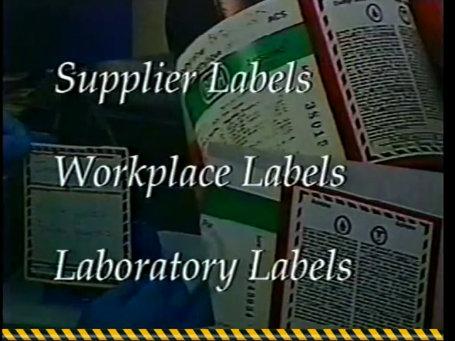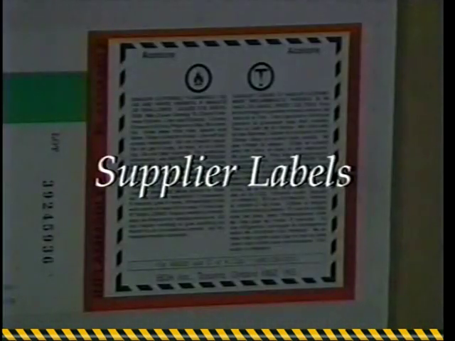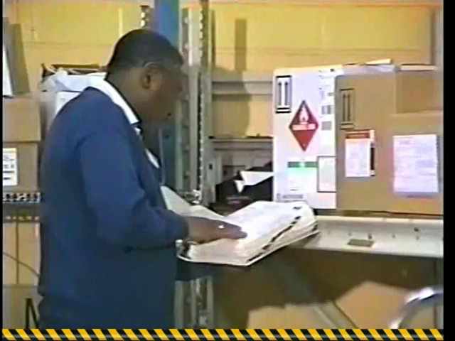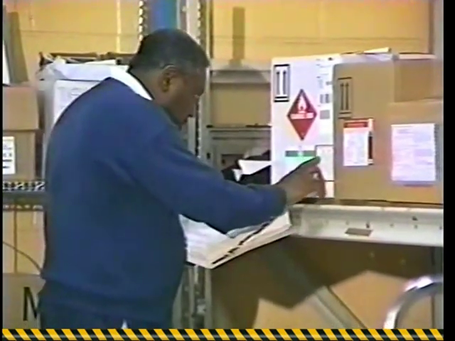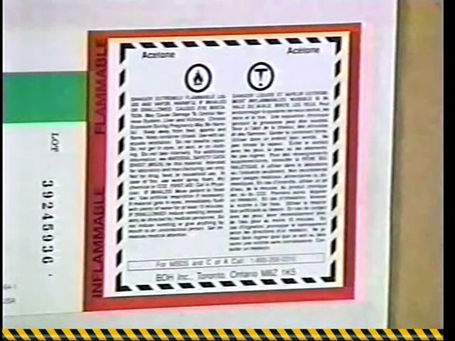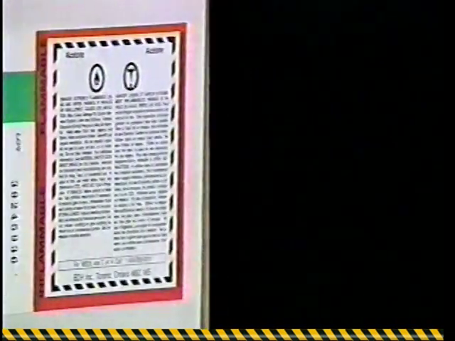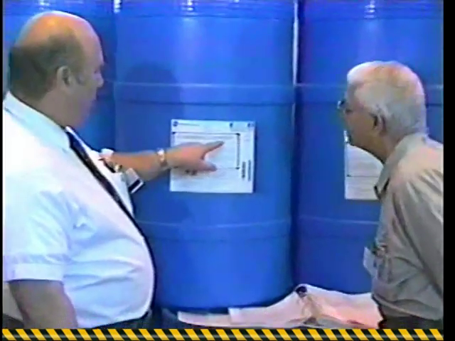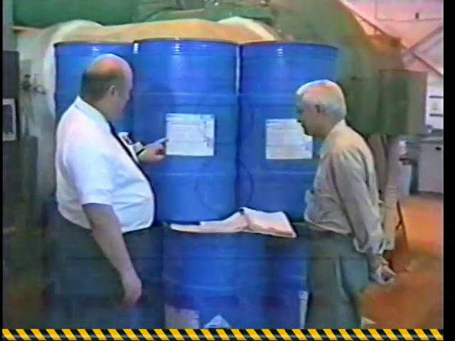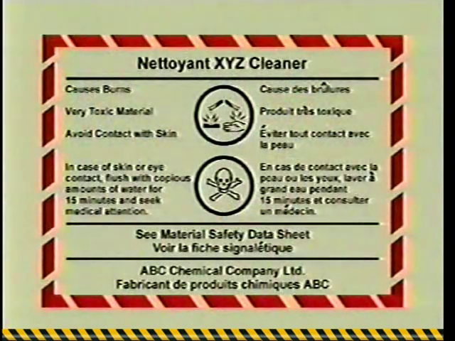There are 3 types of WHMIS labels: supplier labels, workplace labels, and laboratory labels. Controlled products arriving from a supplier at the workplace must have a supplier label, but there are some exceptions. You can identify a supplier label by its characteristic hatched border. Supplier labels could be one bilingual label or 2 separate labels, one in English, the other in French. But for controlled products with a volume greater than 100 milliliters, they must include 7 pieces of information.